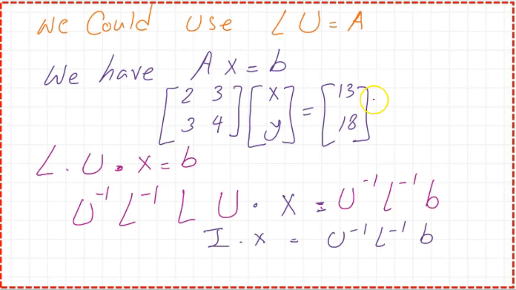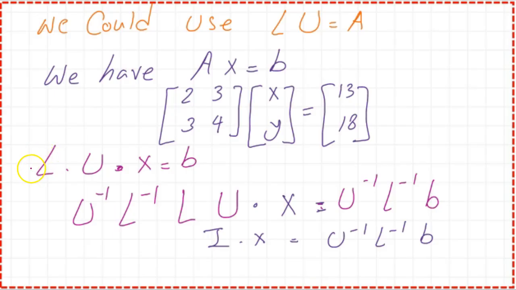There is another way. Instead of going by to use matrix C, we could use the expression LU equal to A, and we get the inverse, multiply the left hand side by L minus 1 and U minus 1. This will give us the value of X directly. Again, this is A, 2, 3, 3, 4, X and Y equal to 13, 18. We can express AX equal to B as LUX.